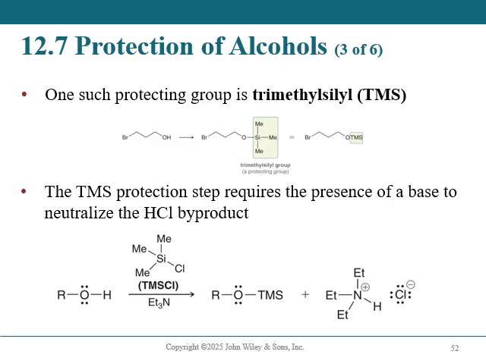One such protecting group is trimethylsilyl. So it's a relatively large group, silicon, and then three methyl groups. We abbreviate that as TMS. So OH, then you form OTMS, then you perform the Grignard reaction, then you go back from OTMS to OH.